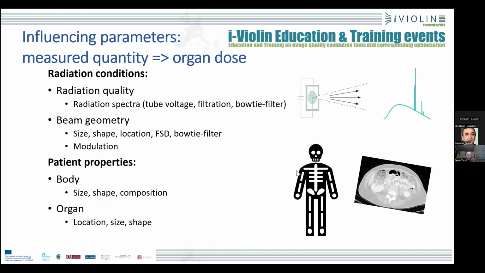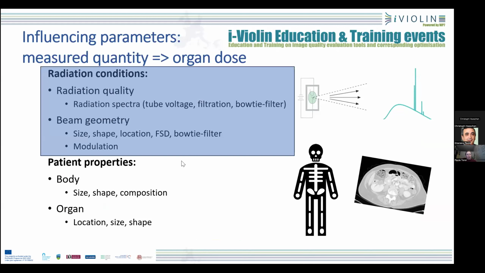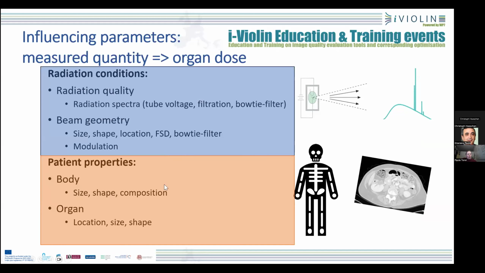Okay, so when we have these measurable quantities and we go to the organ dose, this is our aim. What things are impacting this conversion when we go from measurable quantity to organ dose? So first of all, the radiation conditions. What is our radiation quality, the spectra? What is the beam geometry? And then we have the patient properties, so the body size and organ location, etc.